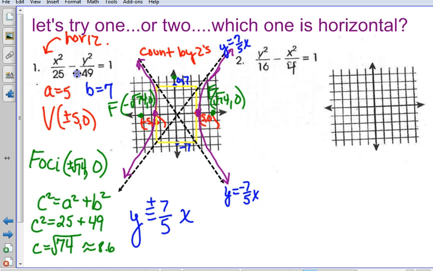Look up here, guys. Even if you never drew it, could you find the slope? Slope, remember, is y over x. So it's whatever is underneath the y divided by whatever is underneath the x. You have to square root them to find a and b, but okay.